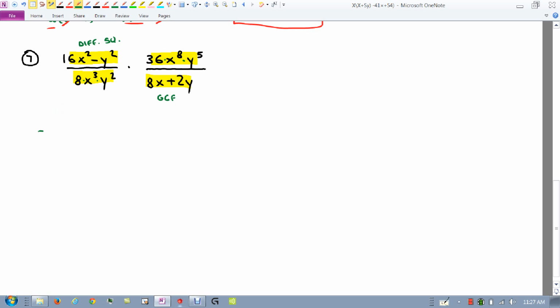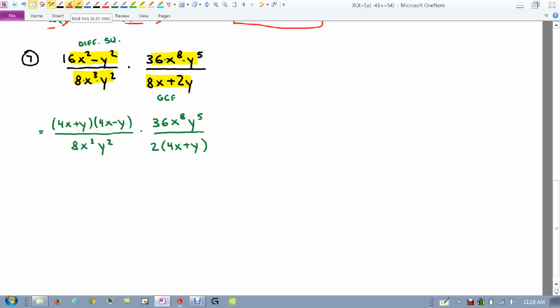So let me rewrite what this is factored. Difference of squares, top left would be 4x plus y, 4x minus y. Bottom left, nothing happened. Top right, nothing happened. And then bottom right, I pulled a 2 out and got a 4x plus y. All right, so let's check this out. We've got multiplication between everything, so we can cancel this right here. And let's just do that for now, and let me rewrite this.